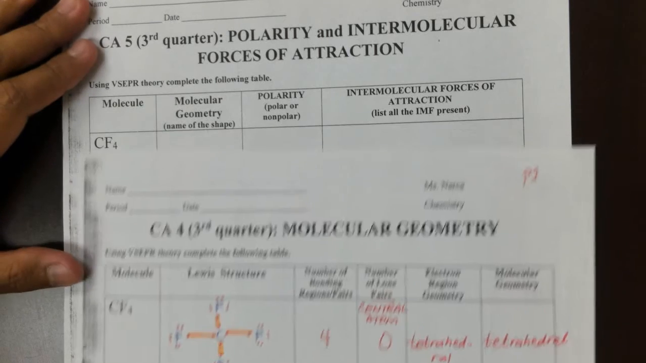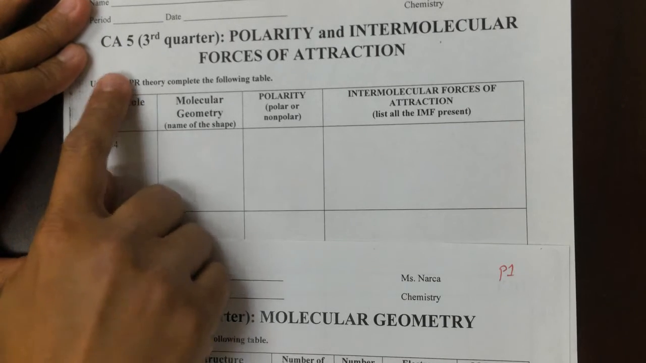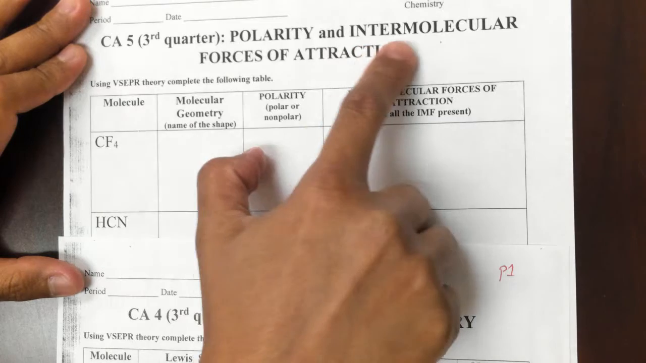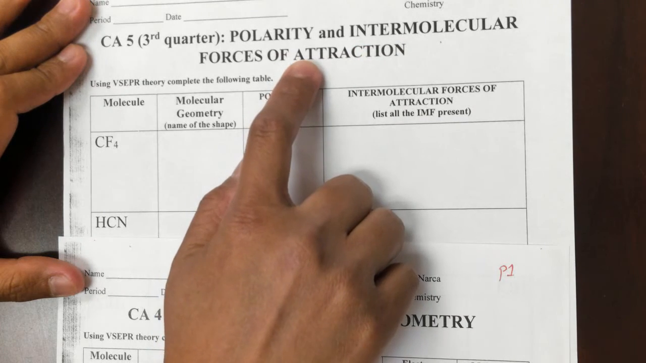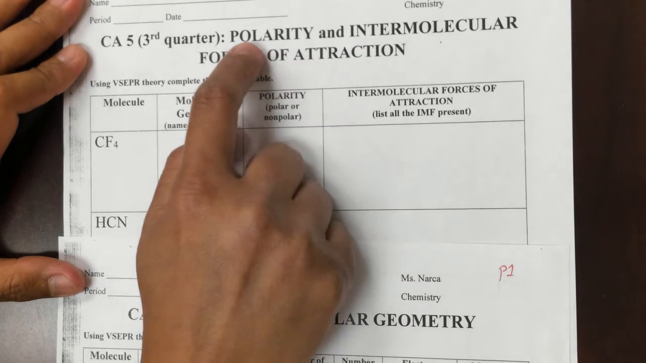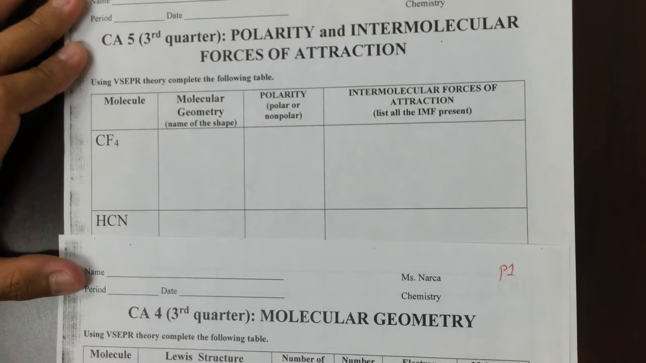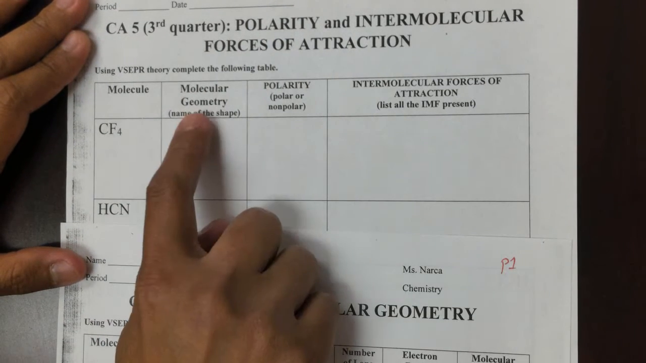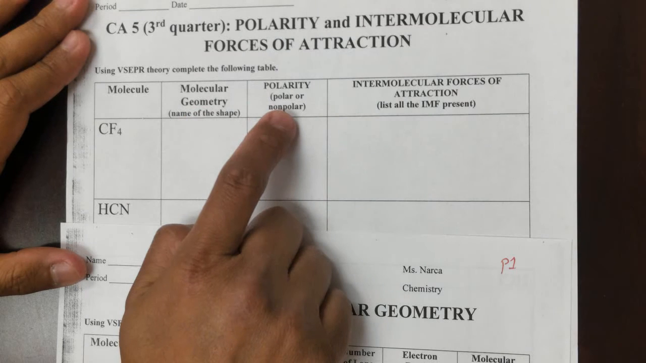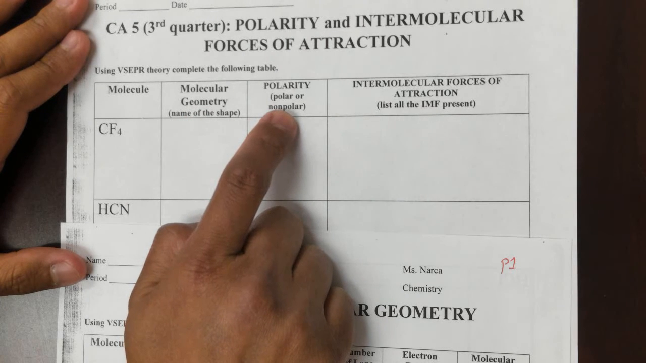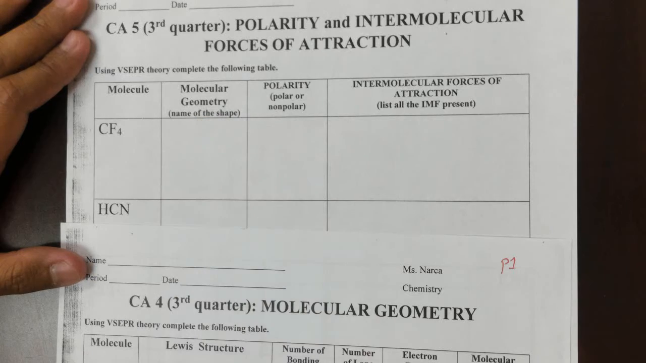So what we're going to do for Ca5 here, for polarity and intermolecular forces of attraction, is divide it into two. For today, we're going to focus on polarity first. So we're going to fill out molecular geometry and polarity only for today. So let's begin with molecular geometry.